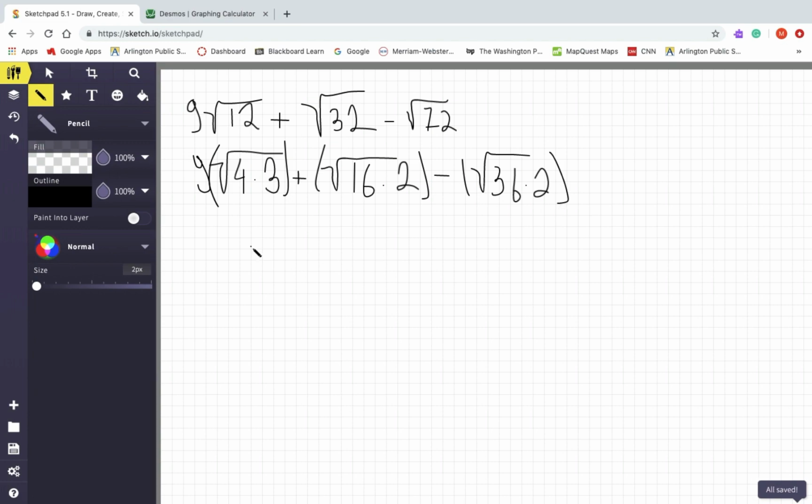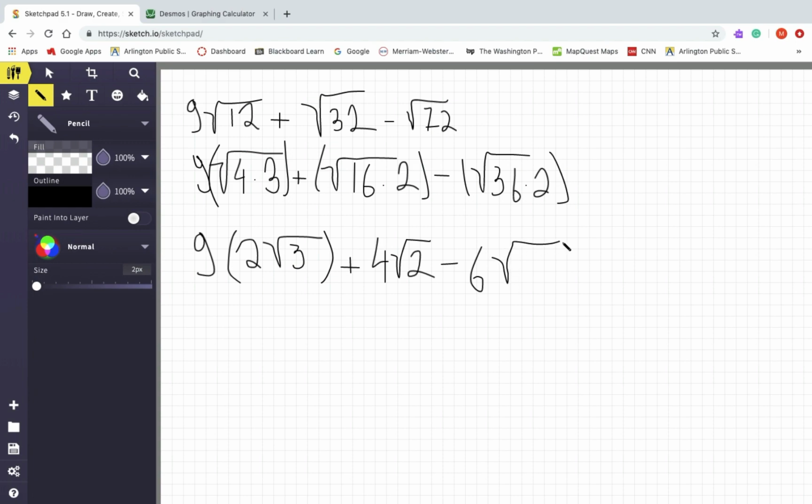Okay, now we need to simplify the square roots. The square root of 9 is 3. The square root of 4 is 2. The square root of 16 is 4. And the square root of 36 is 6.